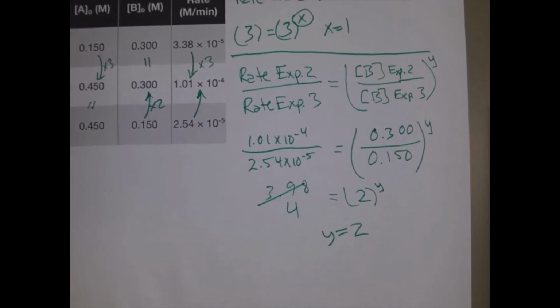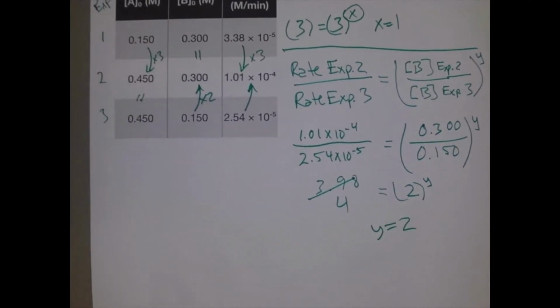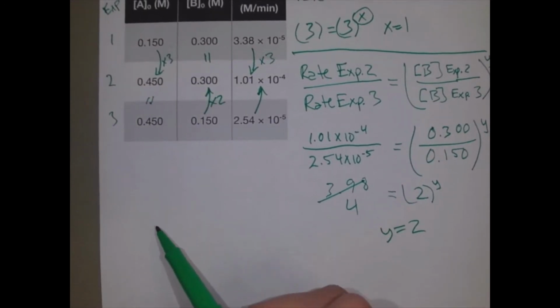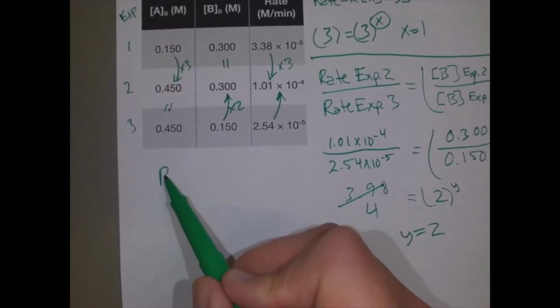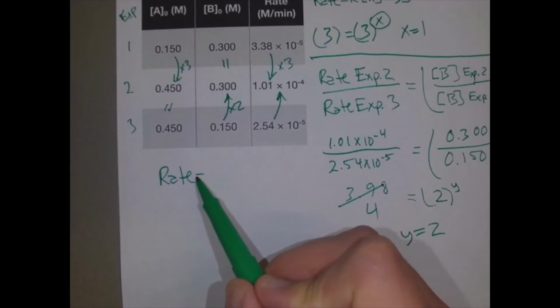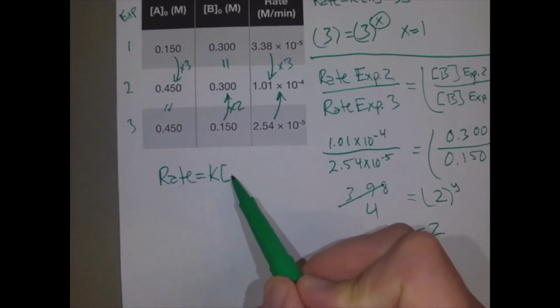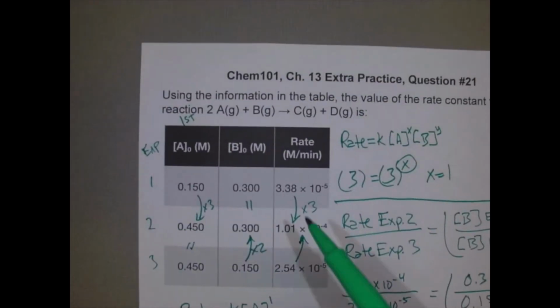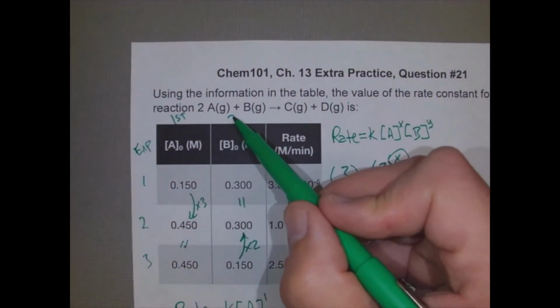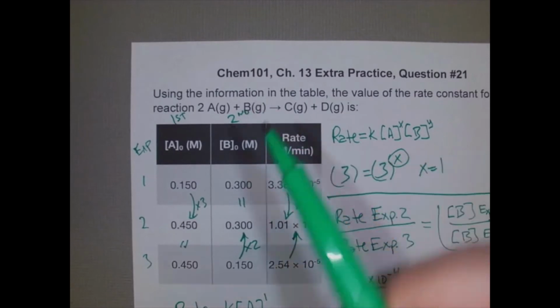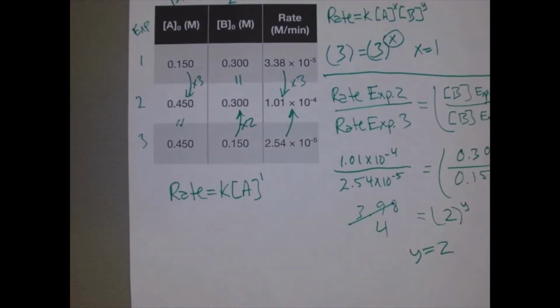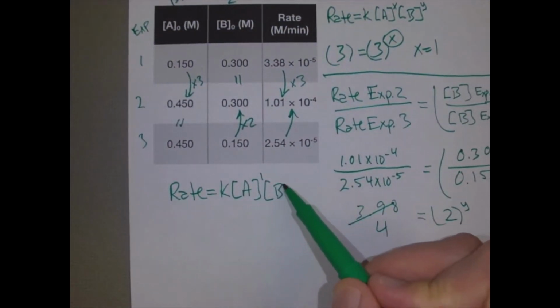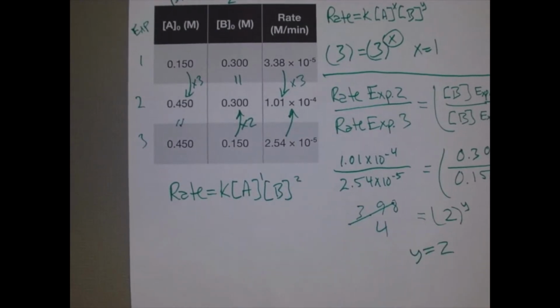All right, so now I have the exponents, and I have all the numbers that I need. So the actual rate law then, if I were to write the rate law, now that I know the exponents, is equal to the rate constant times the concentration of A raised to the power of 1. I figured out that it was first order. Okay, and I already figured out that B, because y is equal to 2, is second order. Okay, so times the concentration of B squared.